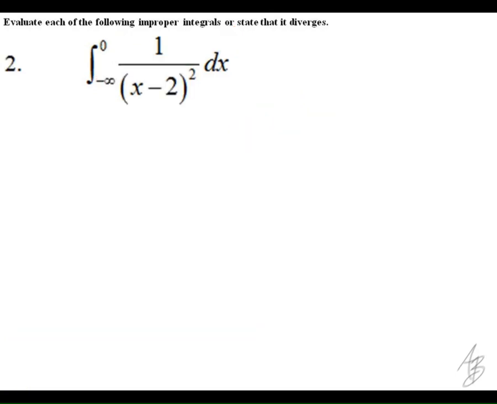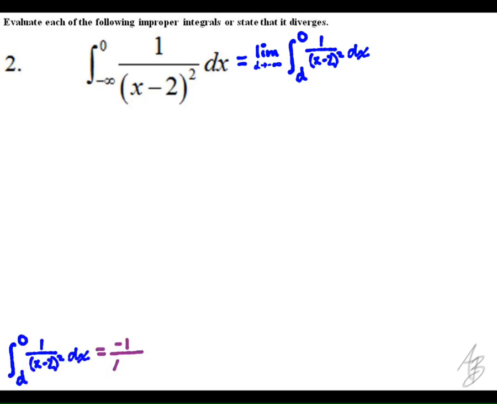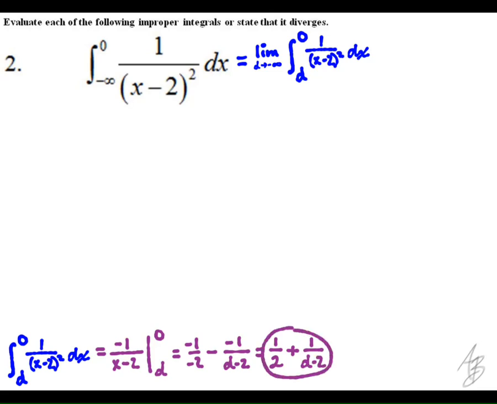In the second problem, we have negative infinity as our lower limit. So again, we're going to rewrite it using a limit. And so we're going to evaluate the definite integral from d to 0. d was my choice of a variable here.